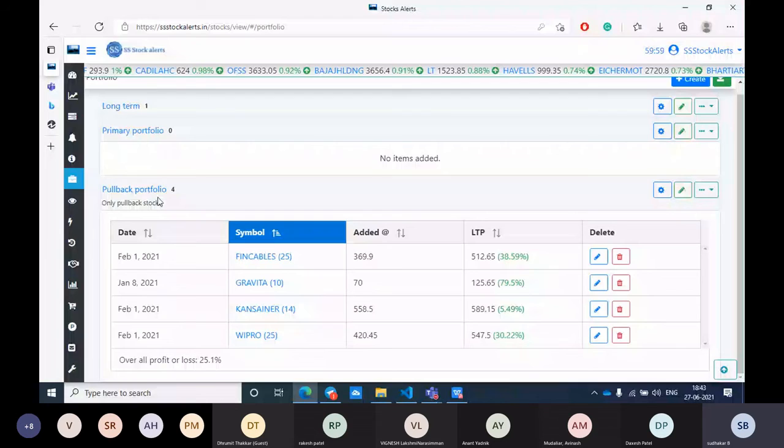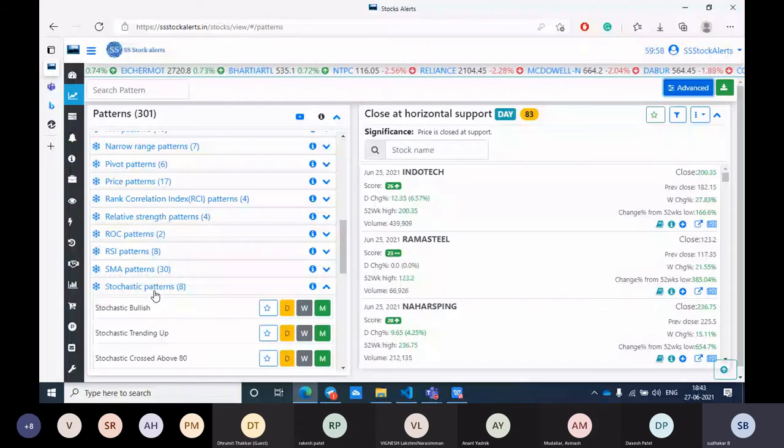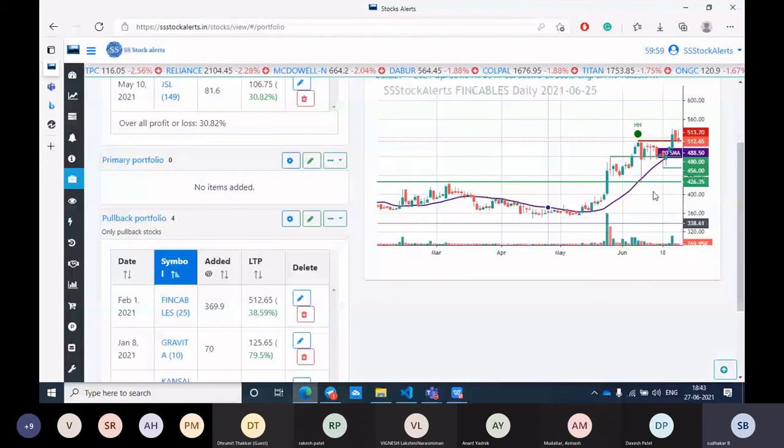You can set any rules. Here we have a number of scans, and you can use any scan for your exit criteria, not only for this Ichimoku. Whatever scans you like, you can keep them as your trailing SL. With that approach it will be dynamic. Suppose whenever price closes below the 20 SMA, you don't need to update daily or mention the levels. It will automatically keep track of all your stocks.